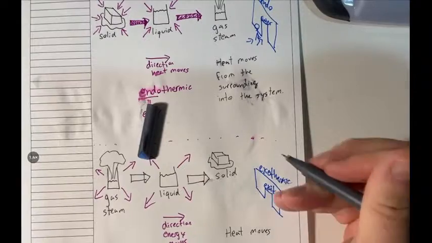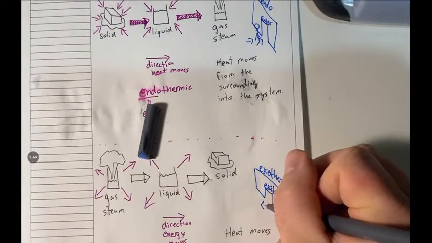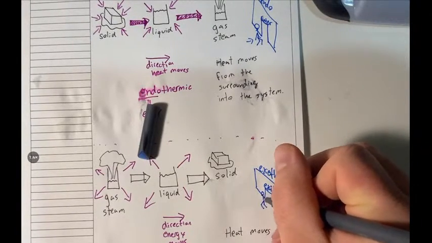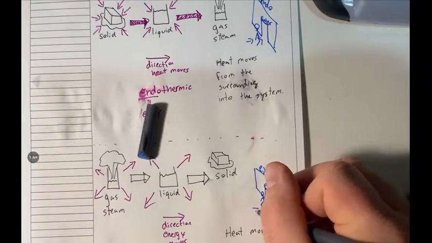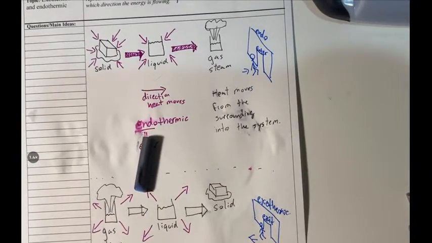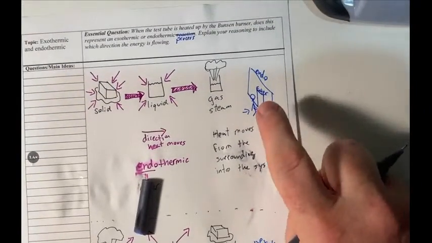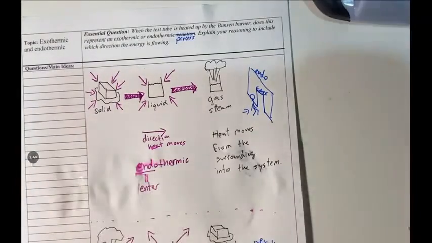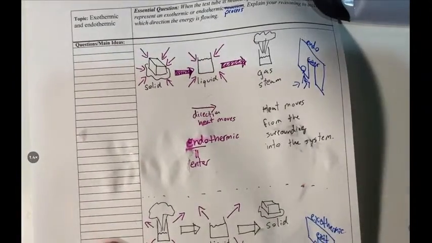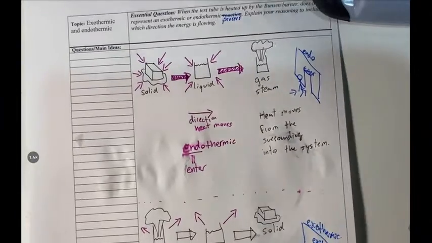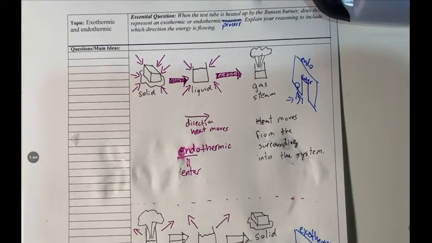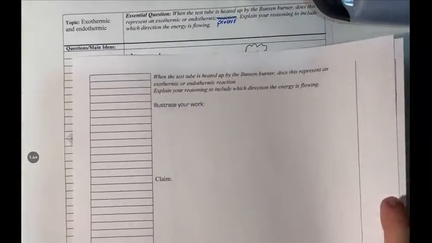I really can't write at all today, can I? In this case, we're walking away. We're exiting. So if we're exiting, it's exothermic. If energy is entering, it's going to be endothermic. All right, so that's what we have for today. Right now, we're not going to fill any of this out yet until tomorrow when we're doing the last part of the experiment and the CER for this.